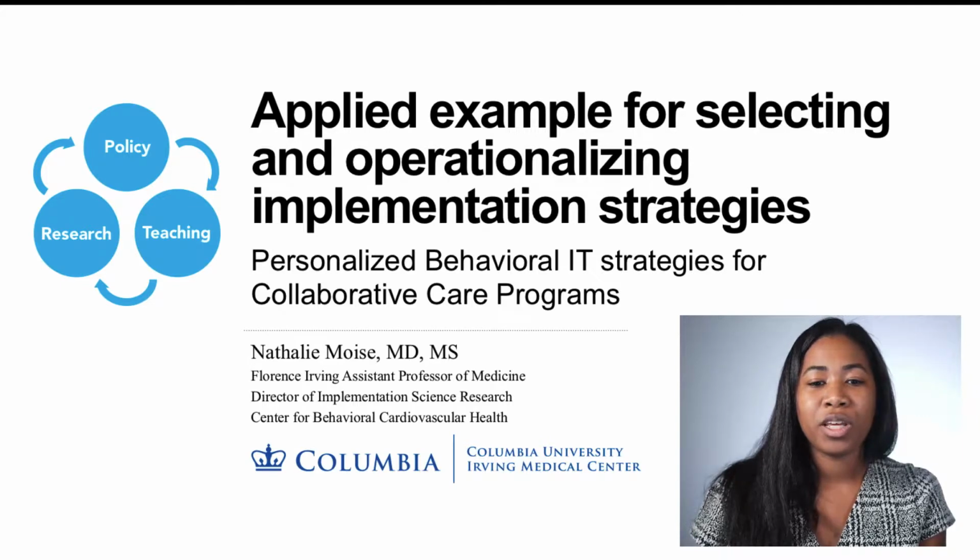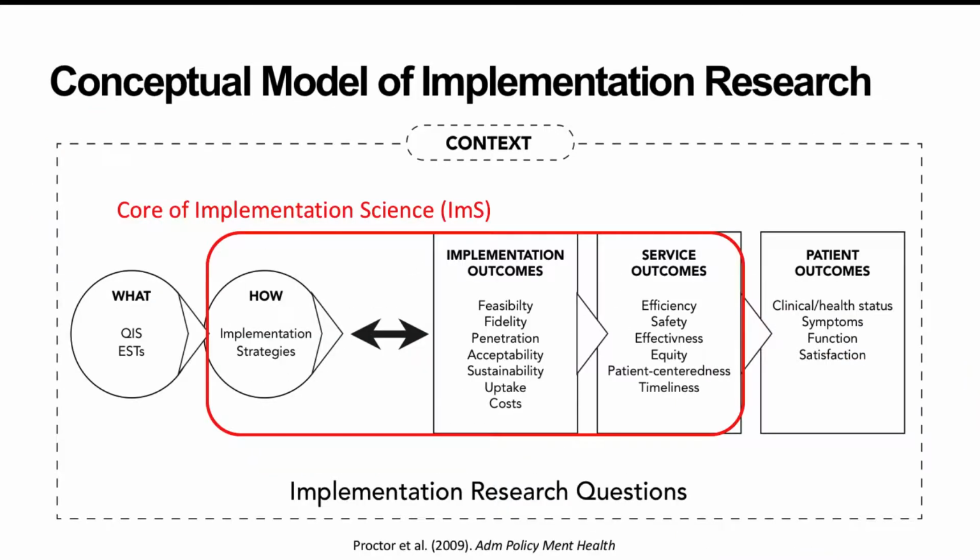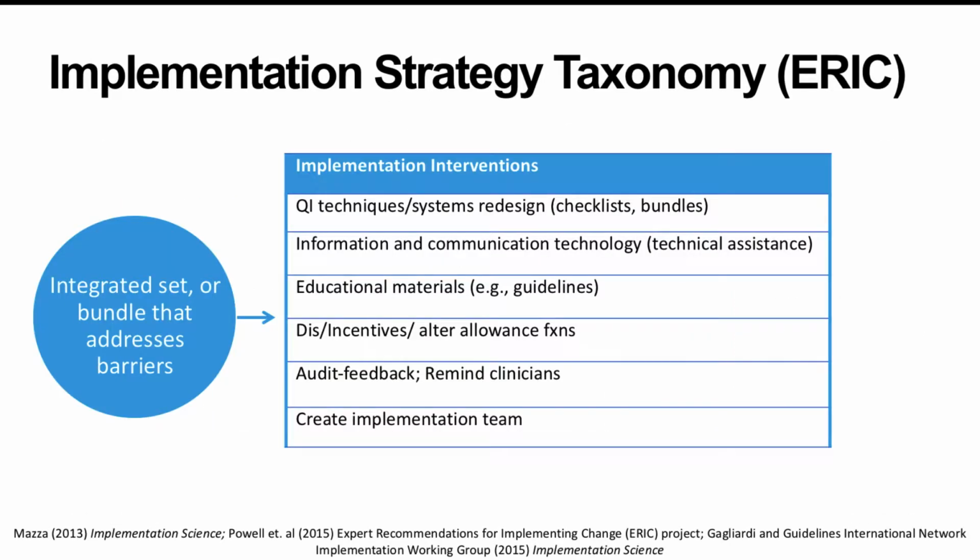Today I'm going to be focusing on an applied example for selecting and operationalizing implementation strategies with a focus on collaborative care programs and behavioral health IT interventions. So, the premise of implementation science is that evidence-based interventions aren't translated into practice on their own. They require implementation strategies to improve implementation outcomes like fidelity, acceptability, and sustainability. But how do you identify the right implementation strategy for your program?